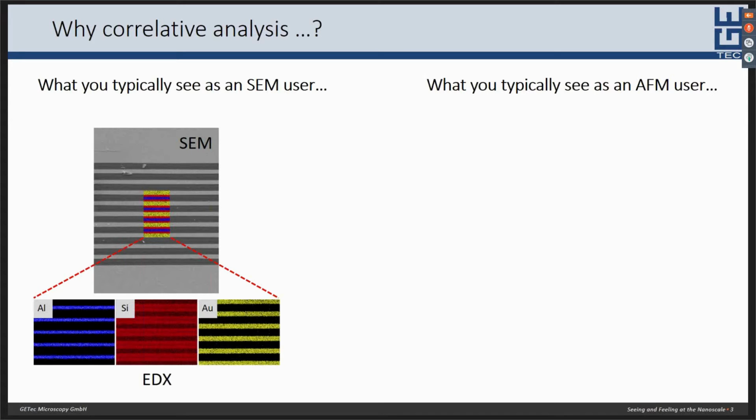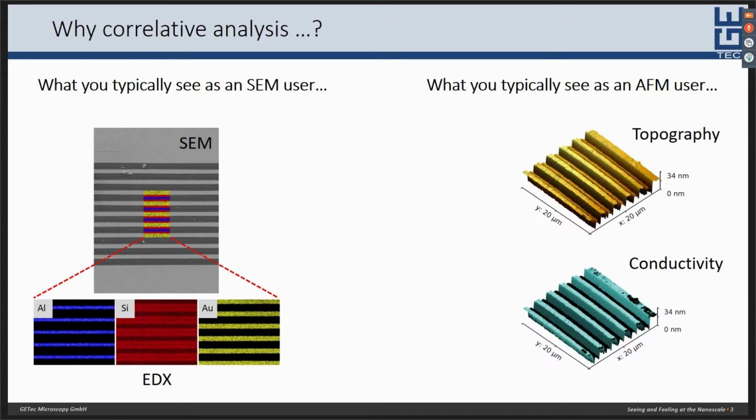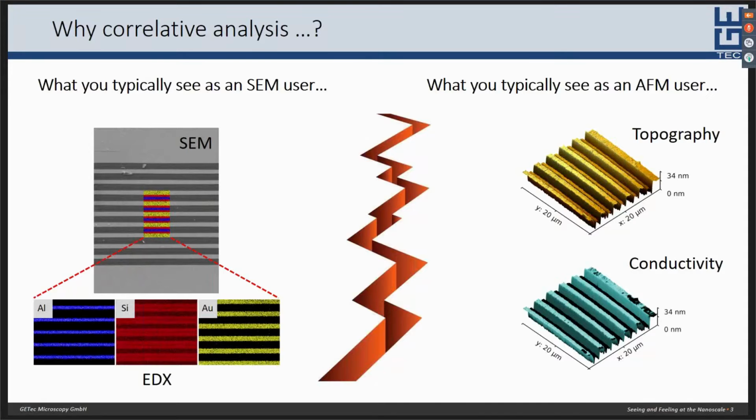If you now look at the same sample with the AFM, that is what you see. You get a beautiful 3D topography information with sub-nanometer resolution in Z, and if you're working with a conductive cantilever, you can also extract the electrical properties of your sample in the same measurement. But if you now want to correlate the AFM and the SEM information directly, you will find a big trench between the two techniques due to the following reasons.